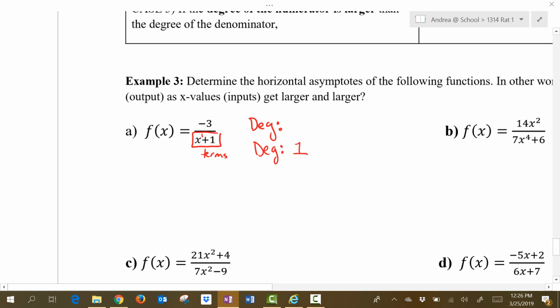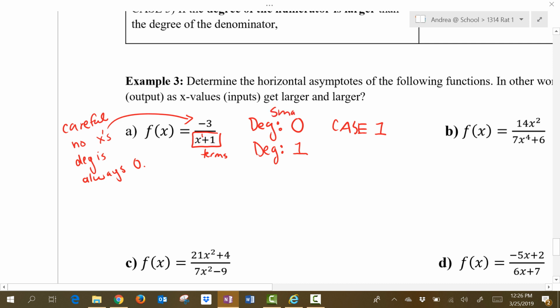We want to be careful about determining the degree here at the top. Remember, degree is the highest exponent that you see on x. If you do not see any x's, then the degree is always 0. So that's degree 0. This represents what we would call case 1. The numerator degree is smaller than the degree of the denominator. So in this case, the horizontal asymptote will be exactly the x-axis, or y equals 0.